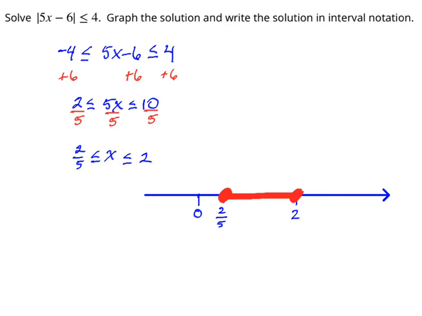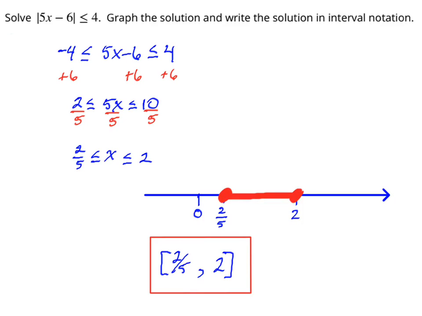And then in interval notation, instead of a round parenthesis, because a round parenthesis says we're not including this endpoint, we're going to use a square bracket because we want to indicate that we are including both of those endpoints. So square bracket 2/5, comma 2 with another square bracket. So the square brackets indicate we're including that point. All right. So that was a less than or equal to.